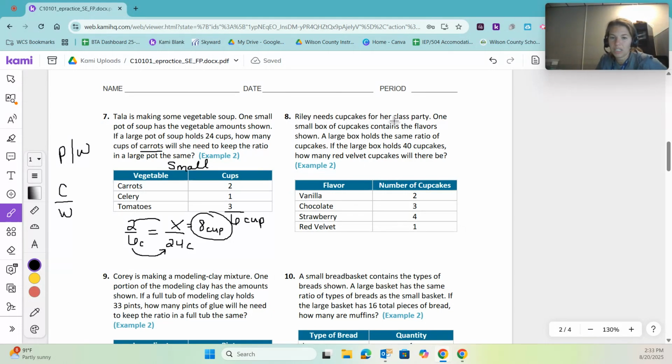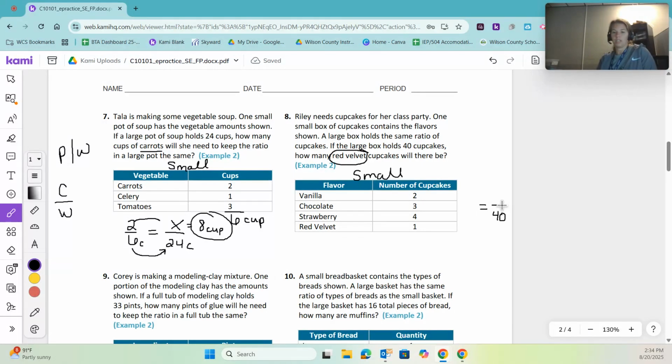Okay, let's look at another one like that. Riley needs cupcakes for her class party. One small box of cupcakes contains the flavors shown. So again, this is the small box, represented right here. A large box holds the same ratio of cupcakes. If the large box holds 40, so again, our total is 40 cupcakes. How many red velvet cupcakes will there be?